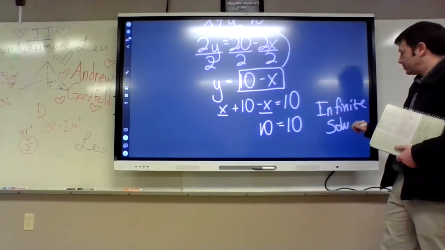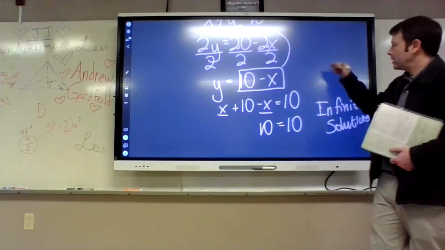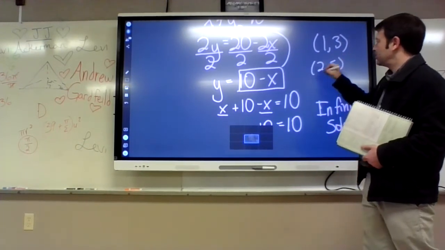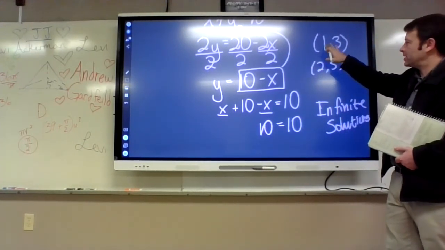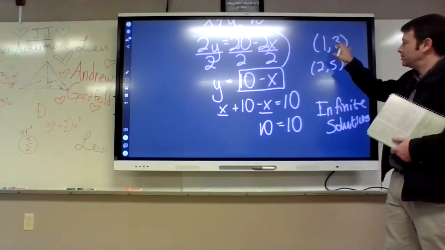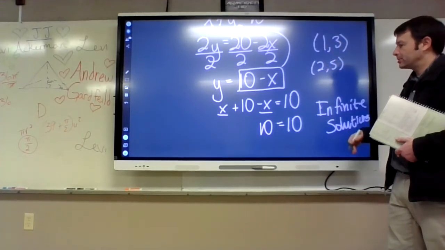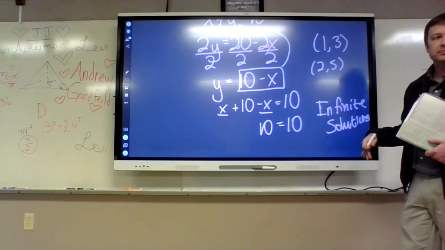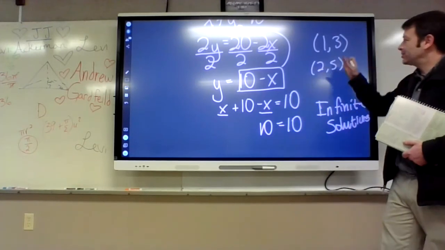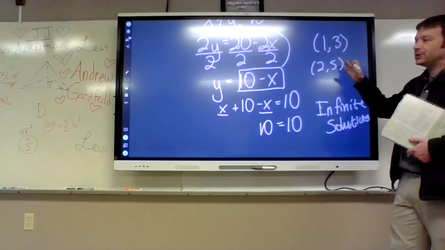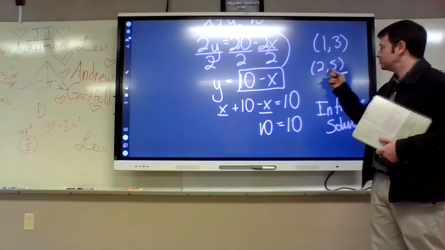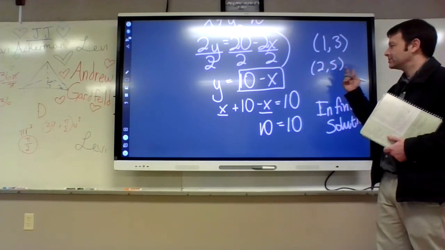What's the difference between all numbers and infinite? Infinite solutions, because the answers are like 1, 3, 2, 5, and stuff like that. So not every number is going to work. It's got to be a certain combination of numbers. Not all numbers work, but there are an infinite number of combinations that will work. It's only a certain combination of x's and y's that work. So it's not plugging everything in.